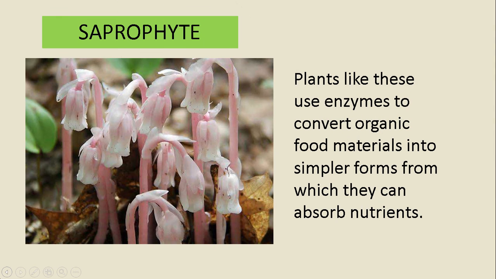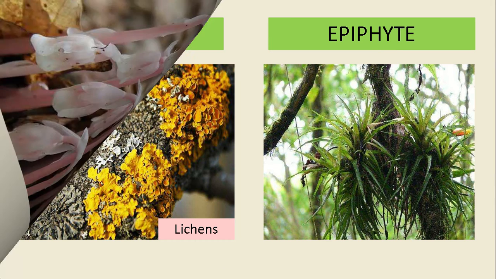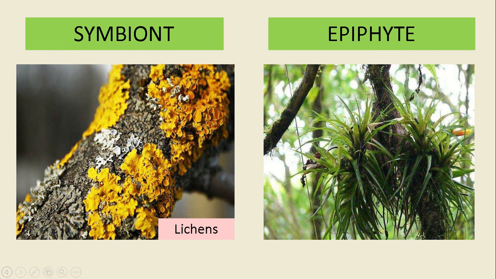Another heterotrophic plant is a saprophyte. Plants like this use enzymes to convert organic food materials into simpler forms from which they can absorb nutrients. Example of this is the fungi and other bacteria. Another heterotrophic plant is a symbiont. Example of this is the lichens.